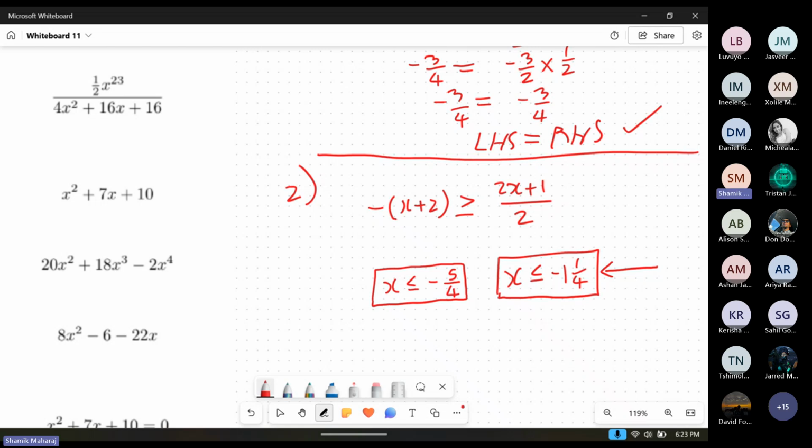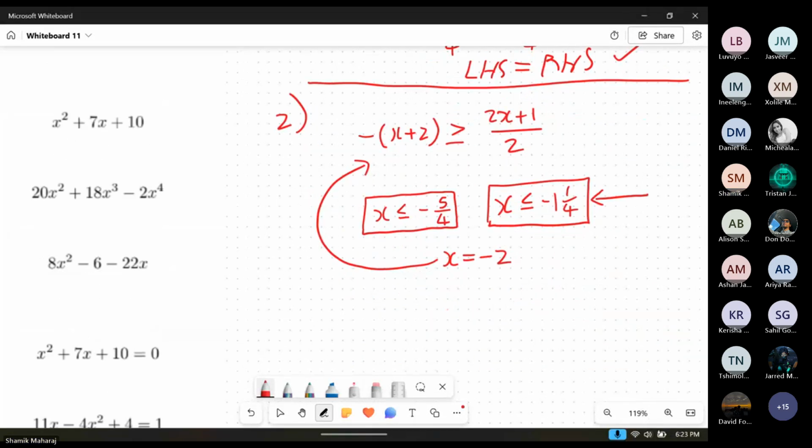Again, you can pick any number less than this, but it's nice to pick ones which will give you decent things. Don't pick something like minus 2 and 5/8 or something. Why would you do that to yourself? Just pick x is equal to minus 2. Then you plug this into the inequality and check if you end up with a true statement. So let's see if we end up here with a true statement.